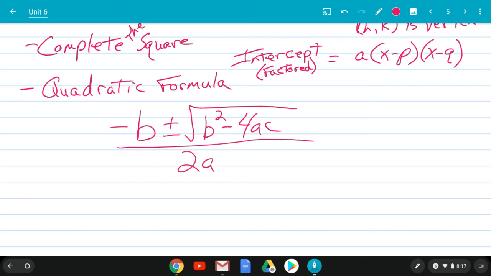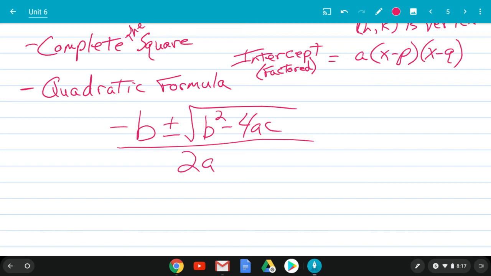Negative b plus or minus square root of b squared minus 4ac, all over 2a. You're going to memorize that song. That is the quadratic formula.